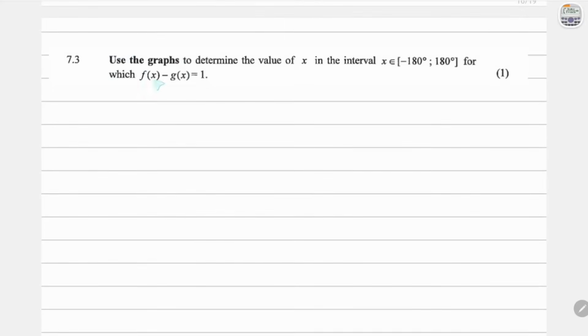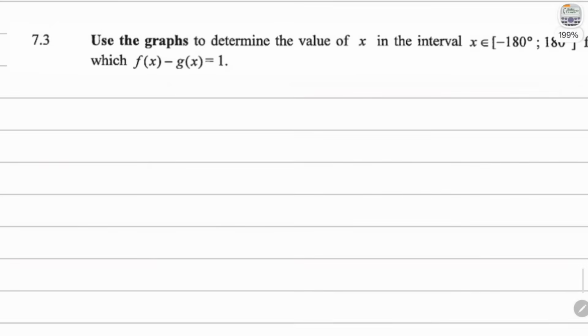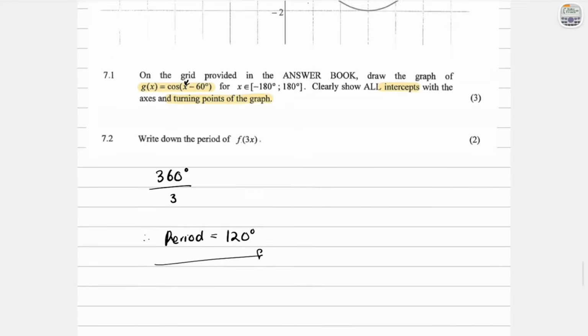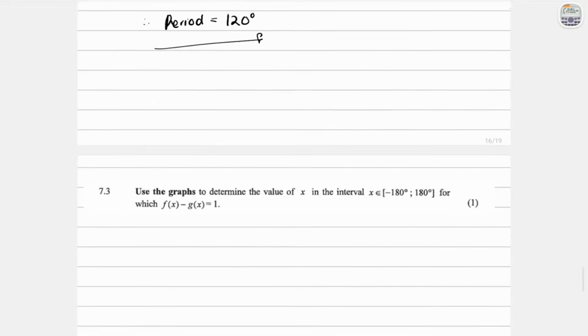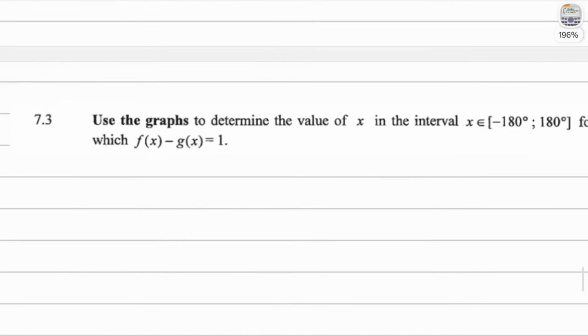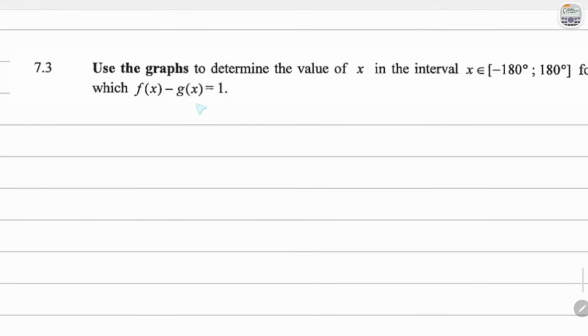Question 7.3 says, use the graphs to determine the value of x in the interval where x is an element of negative 180 degrees to 180 degrees, for which f of x minus g of x is equal to 1. Here, you really just need to think about combinations where you say a y value of f minus a y value of g, and then they give you 1.